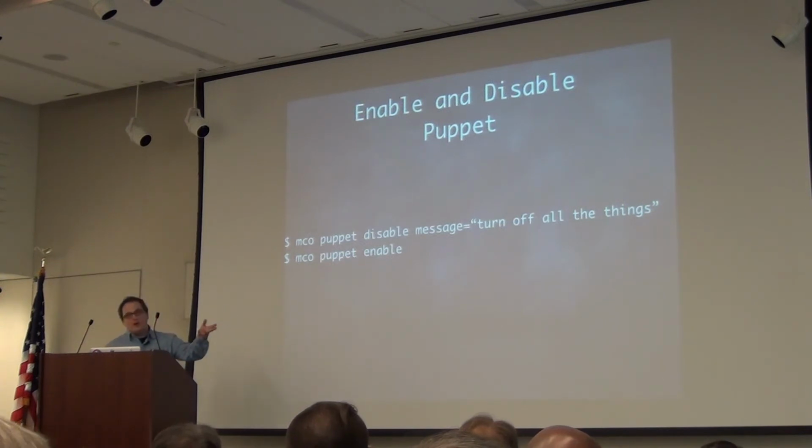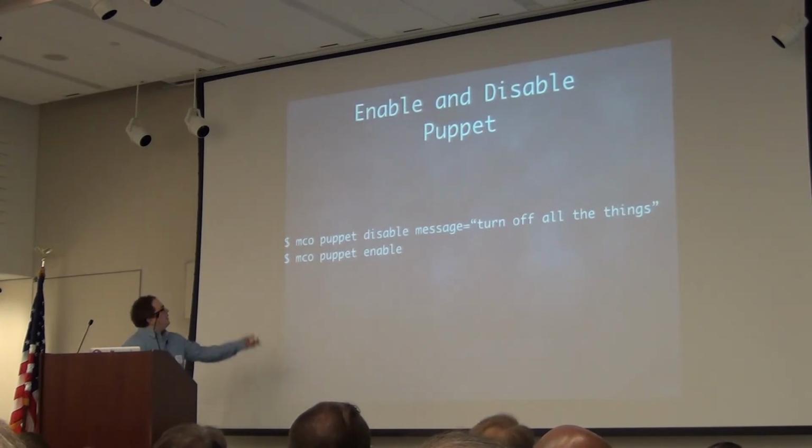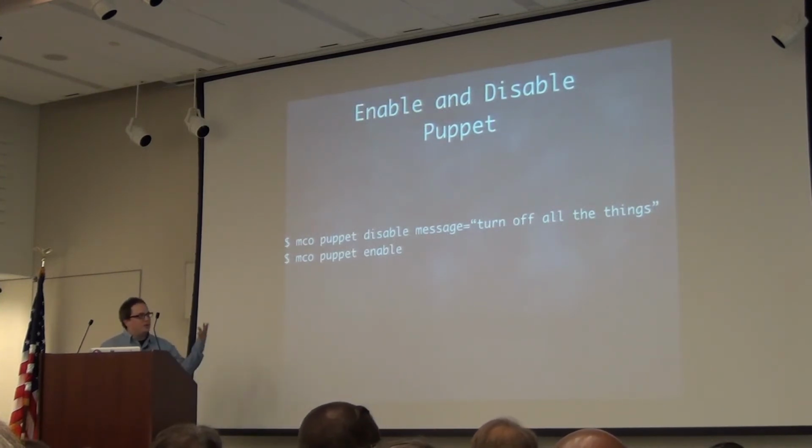You can just say "turn off all the things" or "I'm adding RAM to this cluster." Whenever somebody goes to run Puppet, it'll report back whatever your message is. You can say Puppet has been disabled on all your nodes due to hardware upgrades. Then you can do the same thing with a Puppet enable right after you're done making all of your changes in your environment. This works extremely fast as well.